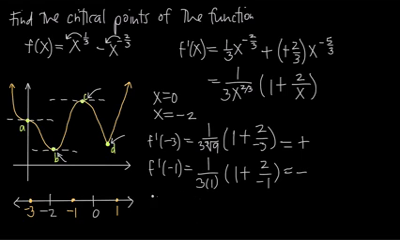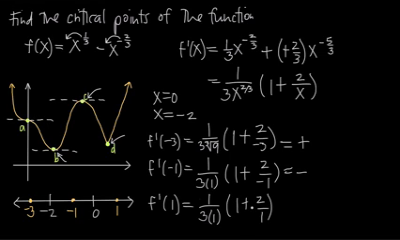Now, if we test our last value, +1, in the first derivative, we're going to get f prime of +1. That's going to be equal to 1/3 times 1 to the 2/3, which is just 1, times 1 plus 2/1. 2/1 is 2, plus 1 is 3. We've got a positive value inside the parentheses and a positive value outside the parentheses. A positive times a positive is a positive. So what we want to indicate then is that our test value of -3 gives a positive result in this interval.